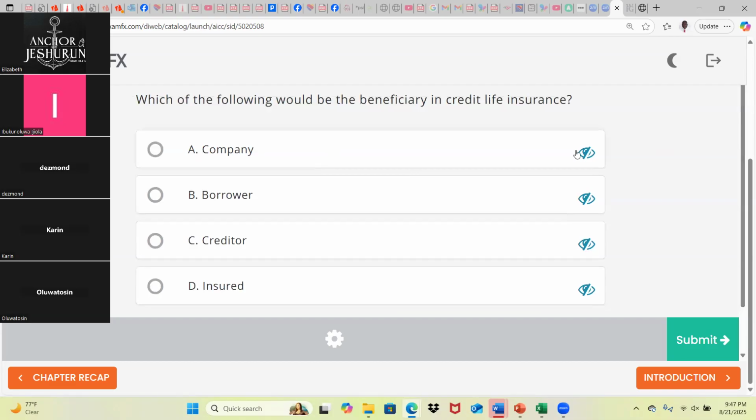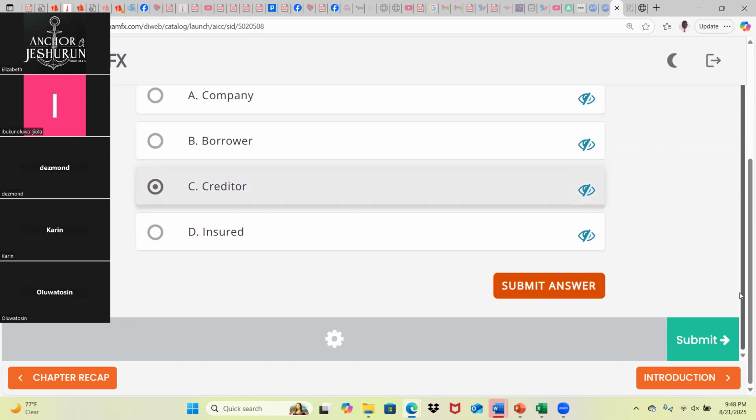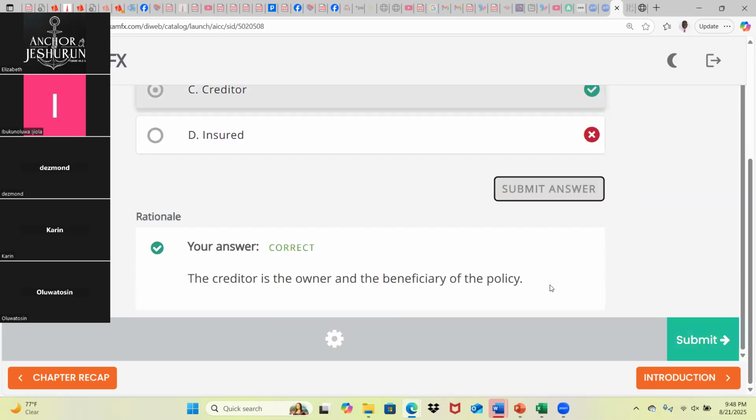Which of the following would be the beneficiary? Creditor, C. Click submit, and that's true. The creditor is the owner and the beneficiary of a credit life policy.